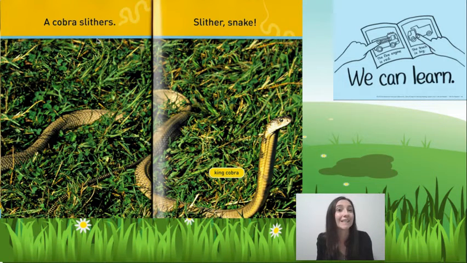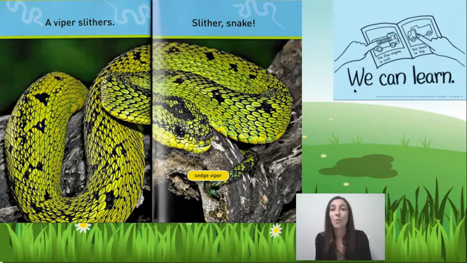A cobra slithers. Slither snake, king cobra. Look at the king cobra. What is it slithering through? Grass. Yeah, look at it slither through the grass. We can learn. A viper slithers. Slither snake. Where does this viper live? It lives in a tree. It lives in a place where there's a tree that looks like this.